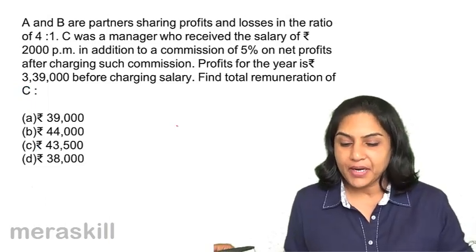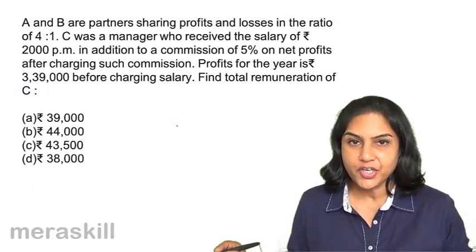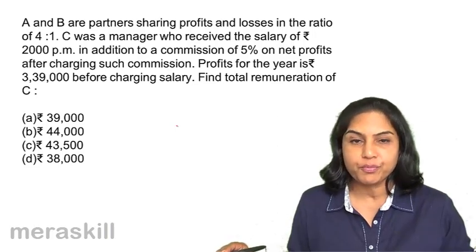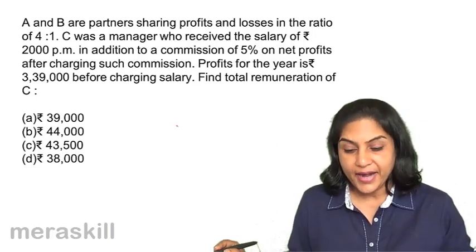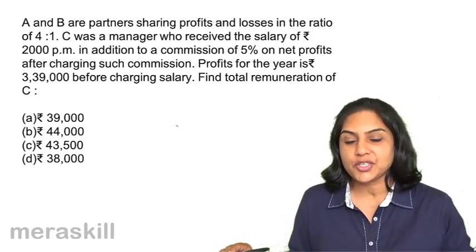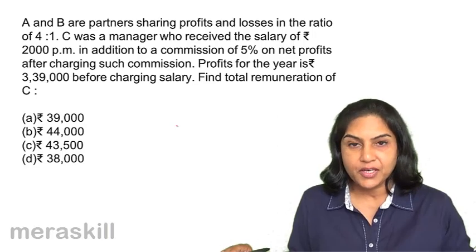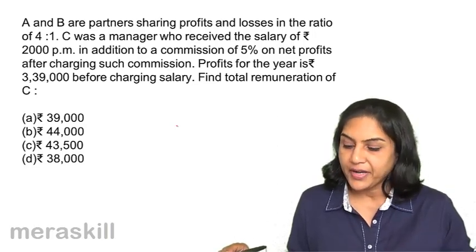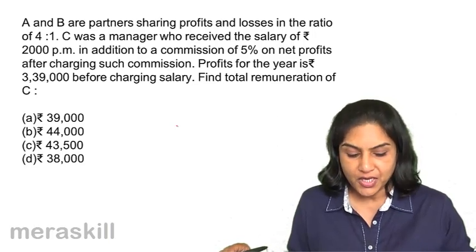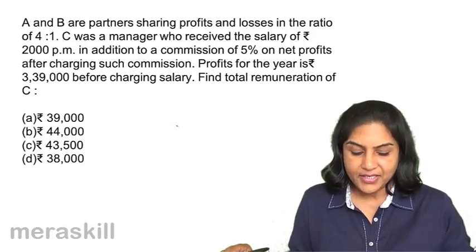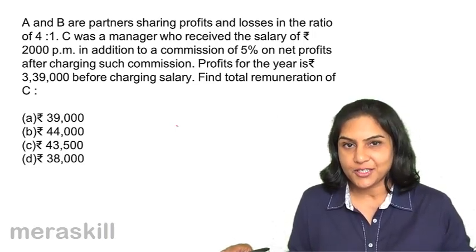A and B are partners sharing profits and losses in the ratio 4:1. C was a manager who received the salary of rupees 2000 per month, in addition to a commission of 5% on net profits after charging such commission. Profits for the year is 3,39,000 before charging salary. Find the total remuneration of C. A 39,000, B 44,000, C 43,500 and D 38,000.